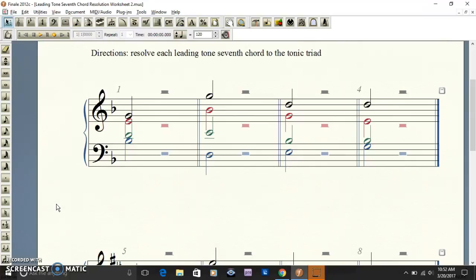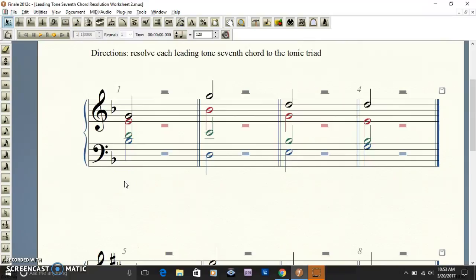Okay, so in this case we're in the key of F major, right? And our leading tone 7th chord here, the leading tone in F major is E. So E is the root of our chord, and we have E, G, B flat, D, right? So the 5th of the chord is in the bass here, this B flat, which means the chord is in second inversion. So for our analysis down here, we would write 7 half diminished 4/3.